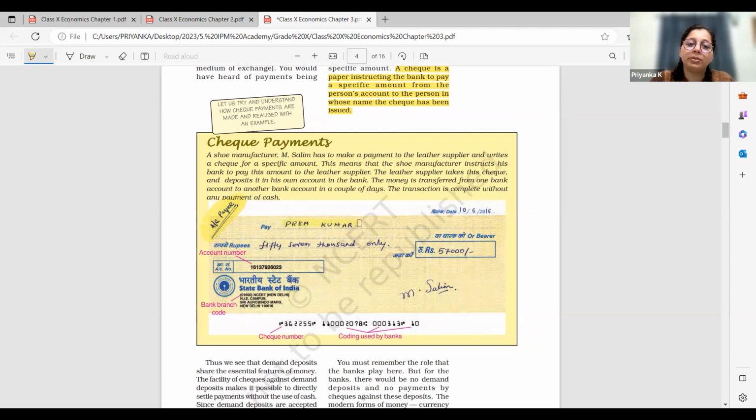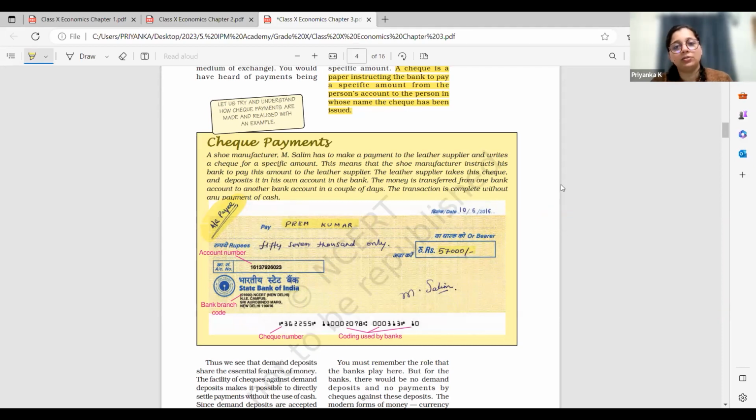Here, it's written Prem Kumar. So if there is a cross check, Prem Kumar's account should be credited with 57,000 and Prem Kumar will be able to withdraw it. But if there is nothing like account payee, if there is no crossing like this, it means it is a cash check. So whoever goes with this check, whether it is Prem Kumar or some other person, they can directly go to the counter, get it encashed, and they will get it as cash from the cash counter itself.